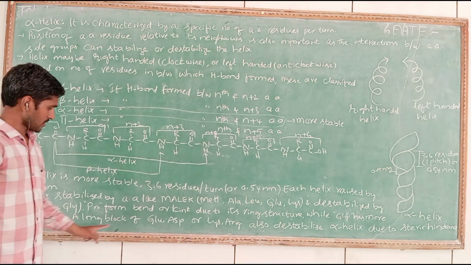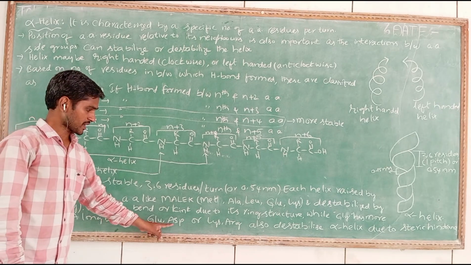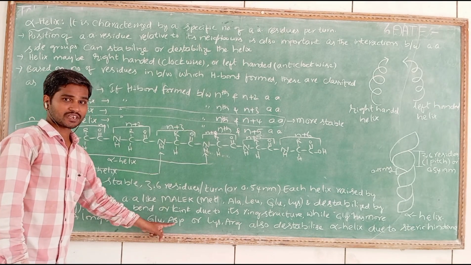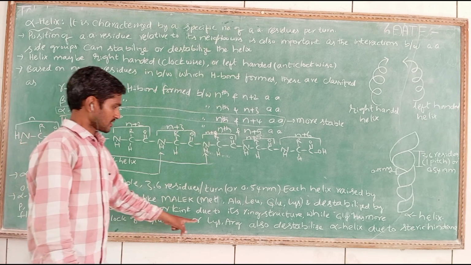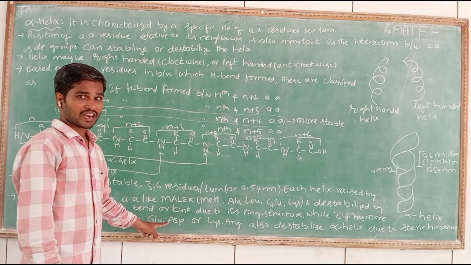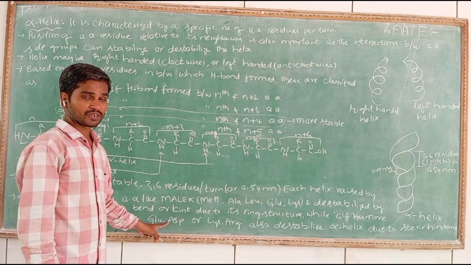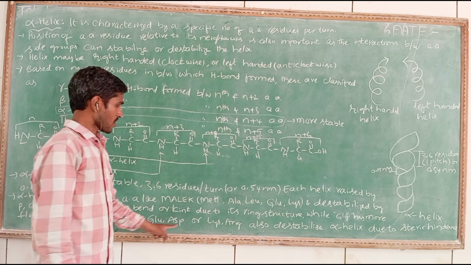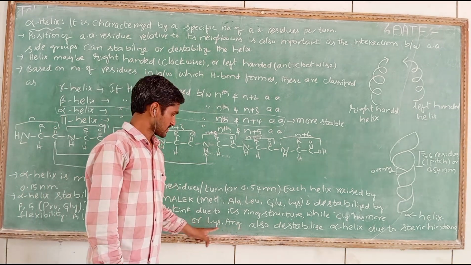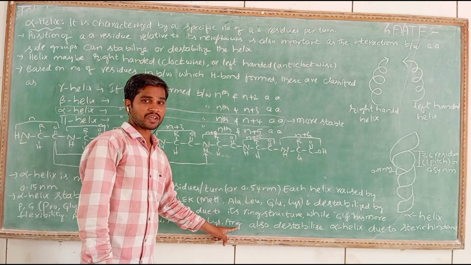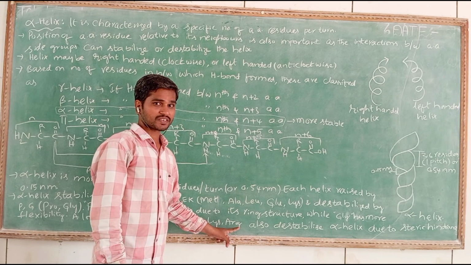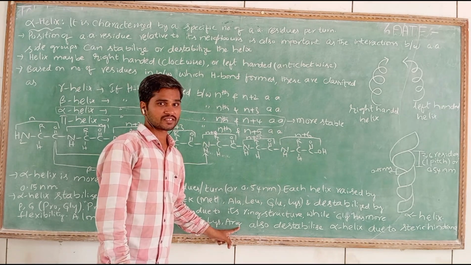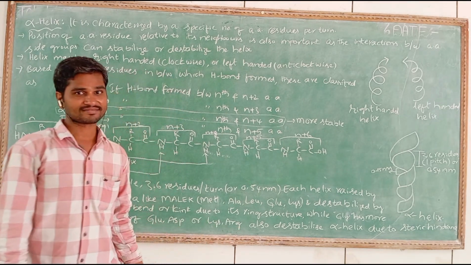A long block of glutamate or aspartate, which are negatively charged acidic amino acids, causes repulsion between them, so they destabilize the helix. Similarly, a long block of lysine and arginine, which are basic amino acids with positive charges, also repel each other. As a result, they destabilize the alpha helix formation.